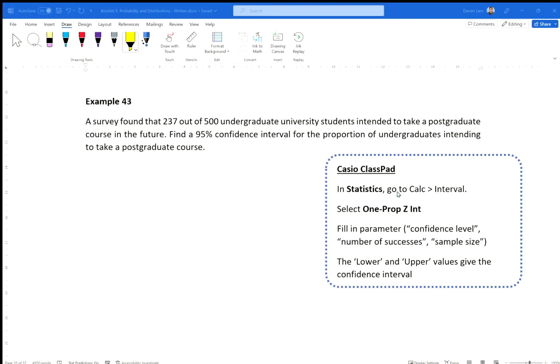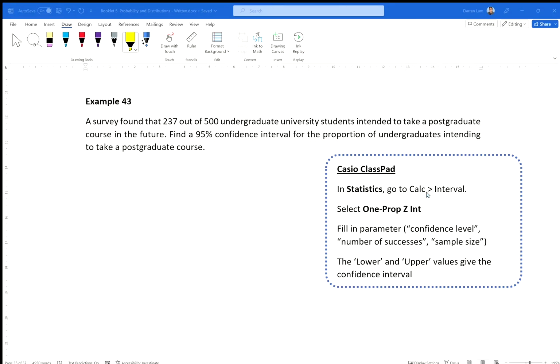Again, I always like to put in the help option just so I make sure I know what I'm talking about. It says C level, which is our confidence value. A lot of students accidentally write 95. Just remember, the help tells us C level needs to be between 0 and 1. So 0.95. Our X value is going to be, of course, the number of successes. So 237, that's what the question says. And n is the number of trials or sample size. In this case, it's 500.